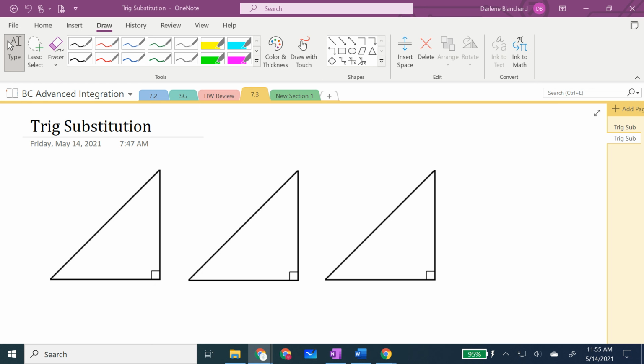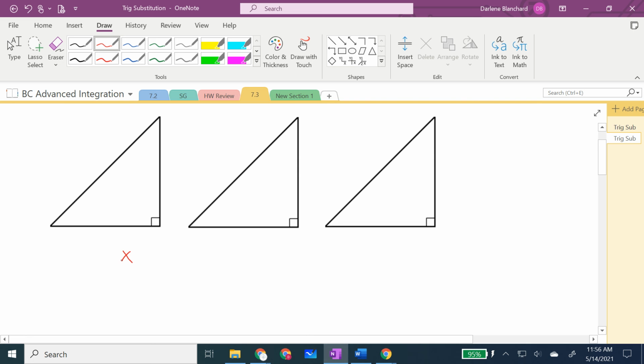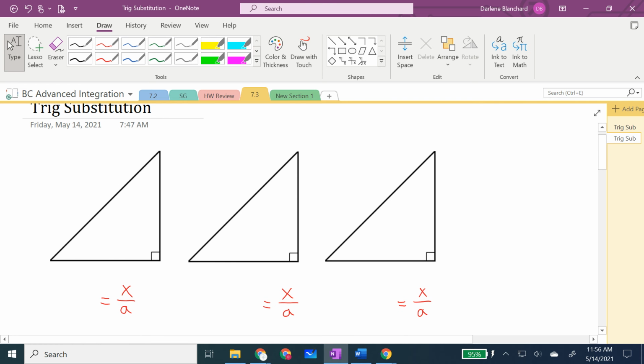Before we look at how to do trig substitution, I want to talk to you about the 3 right triangle issues that you could run into. This is dealing with the issue of you have a variable x and a constant a. Now, x could show up on the hypotenuse. Then a would be one of the 2 legs.